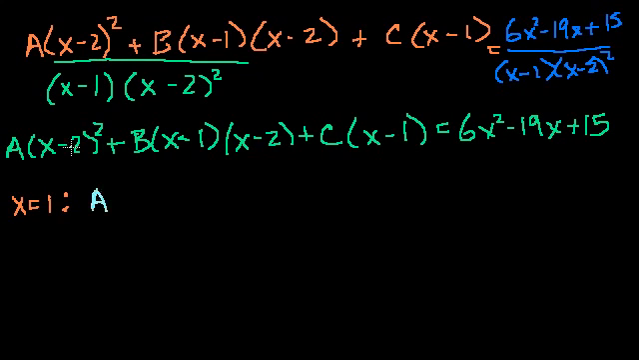So when x is equal to 1, we get a times 1 minus 2, which is minus 1 squared, which is just 1. So it's a times 1. So we can just leave the a there. This becomes 0 because this term right here will be 0 if x is 1. This becomes 0 because that term would be 0 if x is equal to 1.